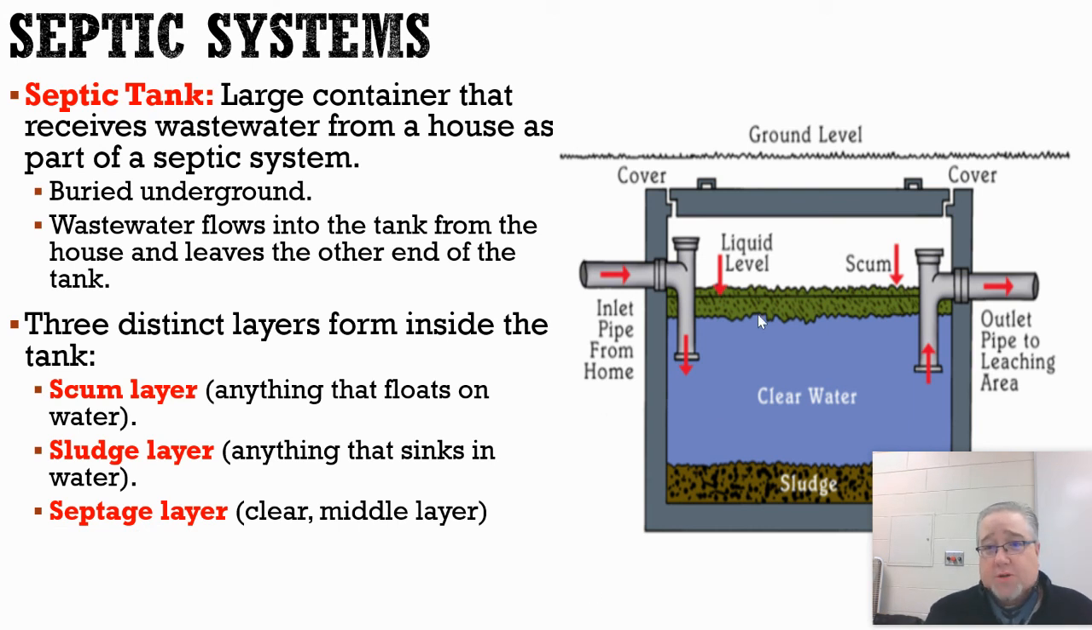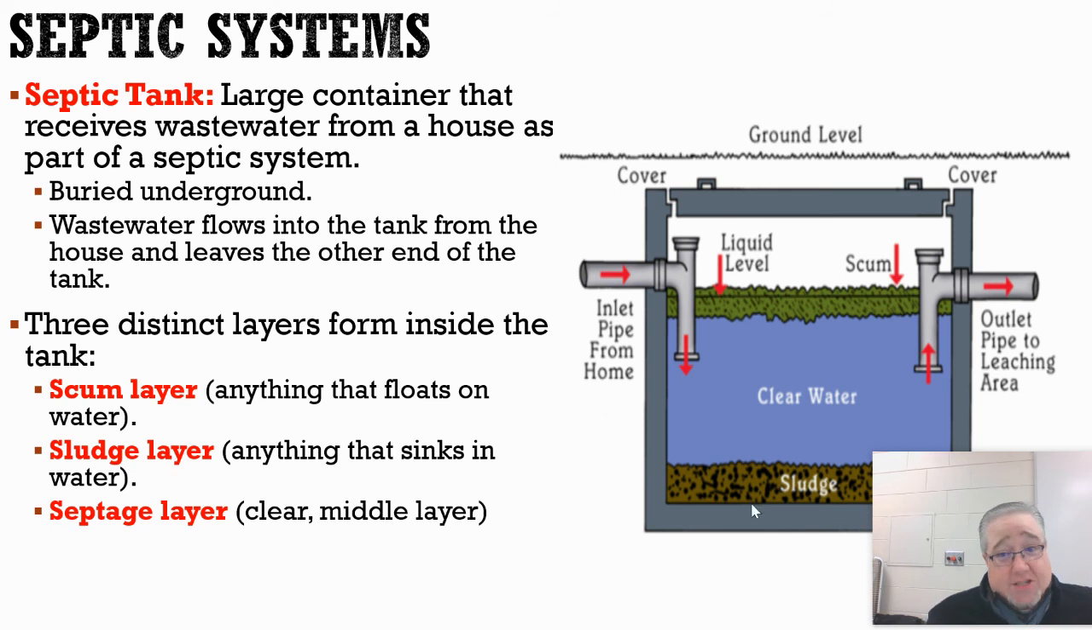The top layer is what we call the scum layer. The scum layer is basically anything that will float on water. Think about things that you flush down the toilet or that go down your drain. There are some things that float. Let's say you throw a Q-tip down your toilet drain. Those things will float on water, so that's going to end up in this top layer, called the scum layer. Scum floats.